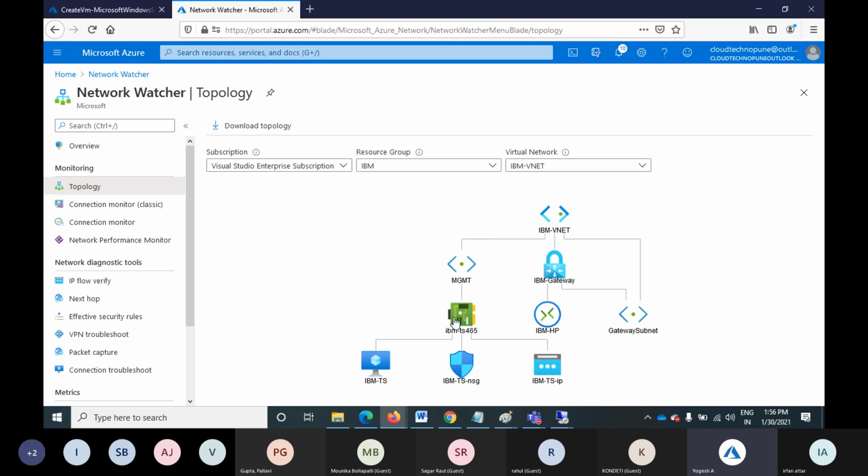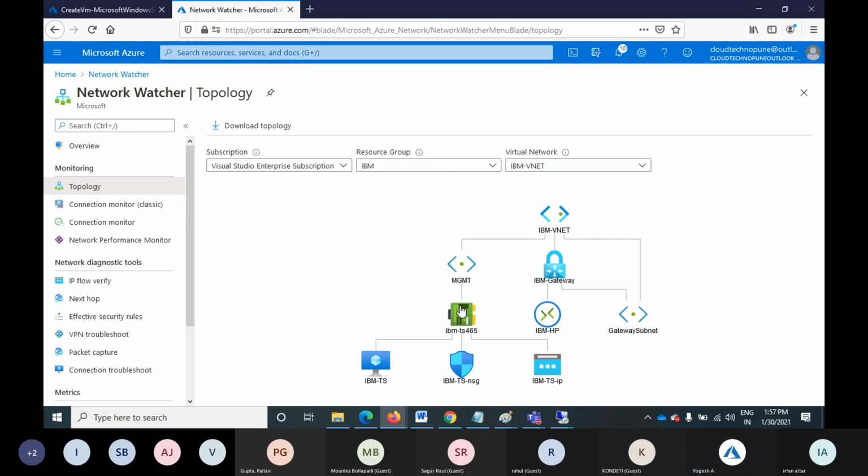your network card is connected to the management subnet. Your virtual machine is connected to the network card. Your NSG is connected to the network interface, and your public IP is also connected with the network interface. So the virtual machine is not communicating directly with the subnet. The virtual machine is communicating with the subnet by using the network interface. Okay, got it.